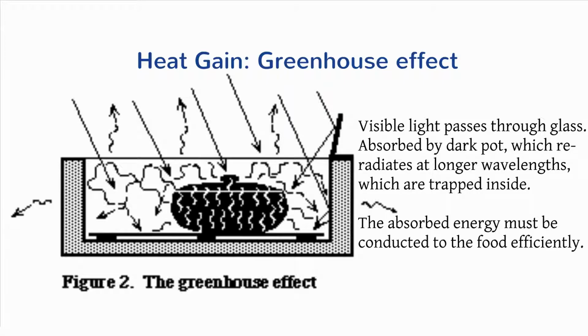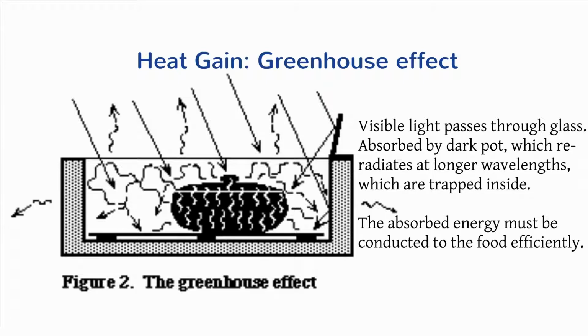Now these long wavelengths will not pass through the glass or plastic. They are trapped. That's the idea of this greenhouse. It's exactly what happens with clouds on the planet, like a blanket. The reason is that visible light can pass through, but longer wavelength light cannot. So it's important what this material is.